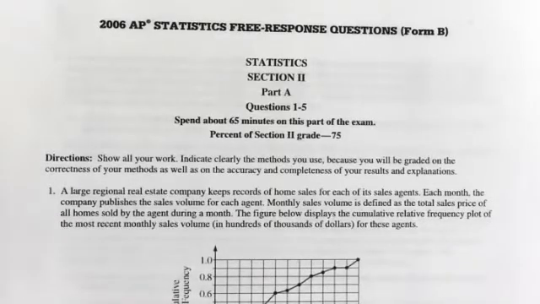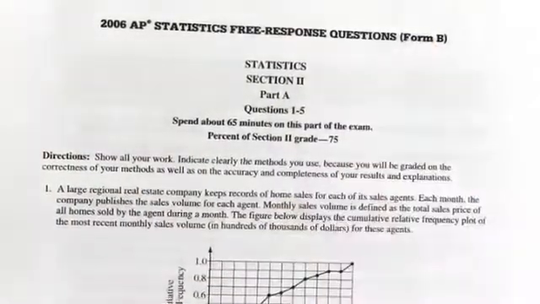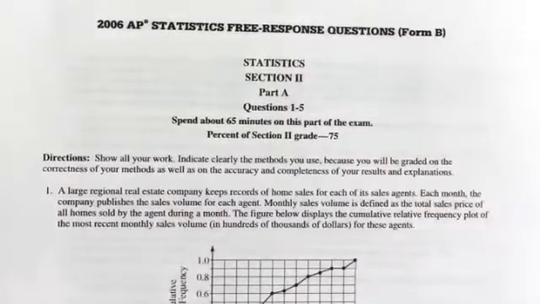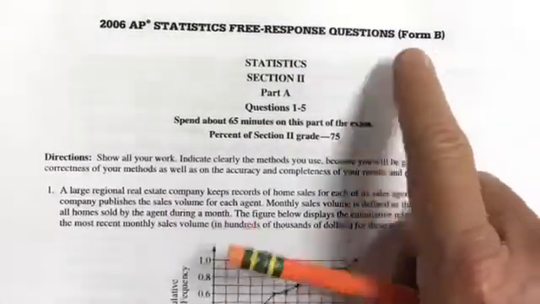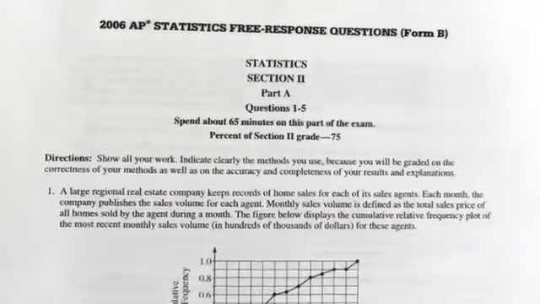Hello, I will now go through the 2006 Form B FRQs. There's six of them. Form B just means there's different versions of the exam. So this was an alternative version of the exam, but it's the same sort of question, has the same difficulty and everything. So it's still really good practice. And so here is six FRQs.